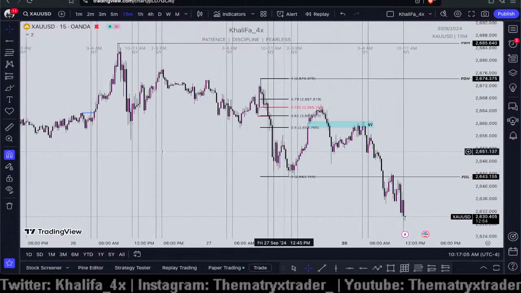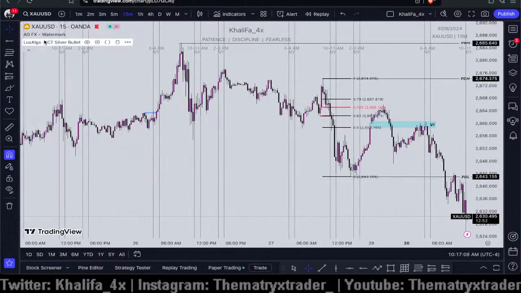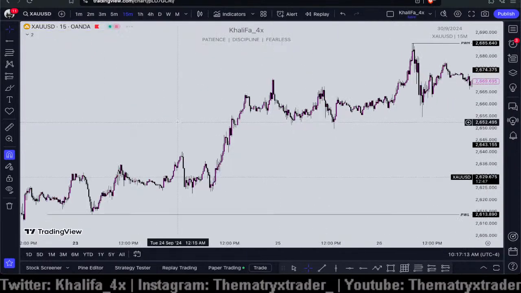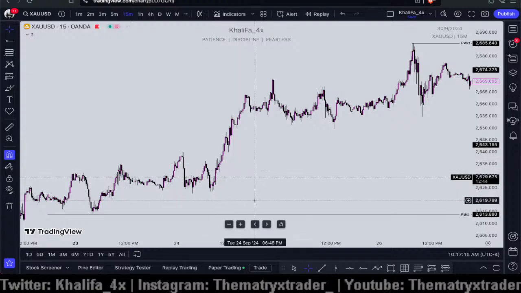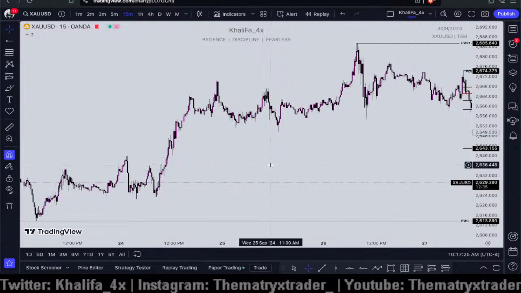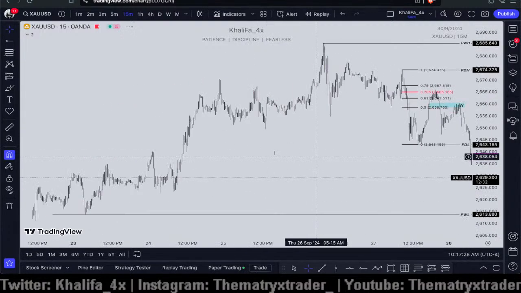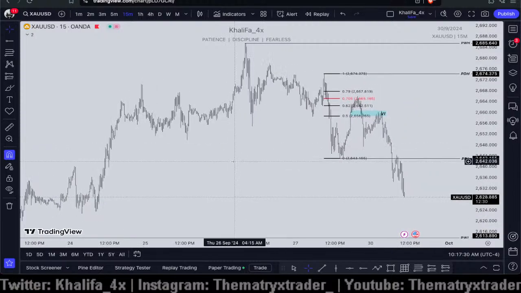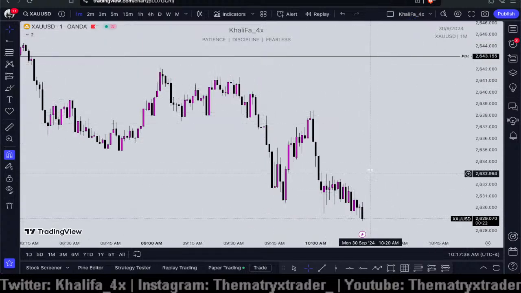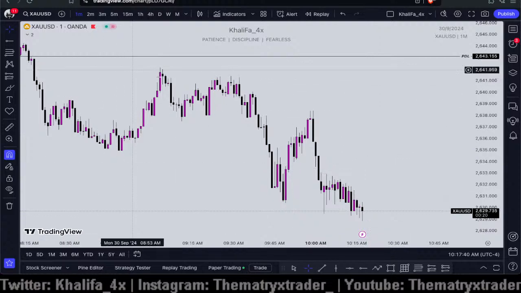All right. Do we still have any liquidity below this? Yes, it keeps pushing lower and lower. Now, gold sometimes gives a real nice entry in the silver bullet window.